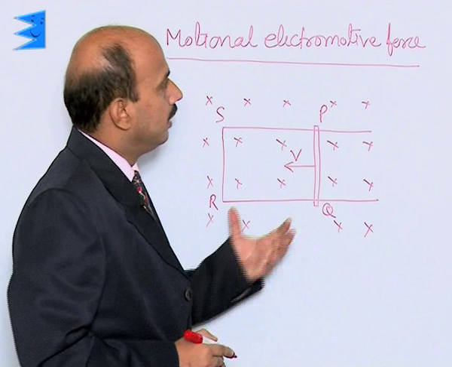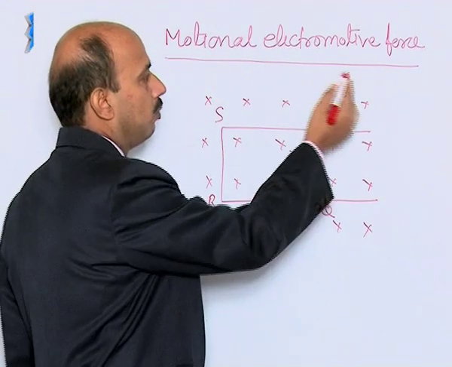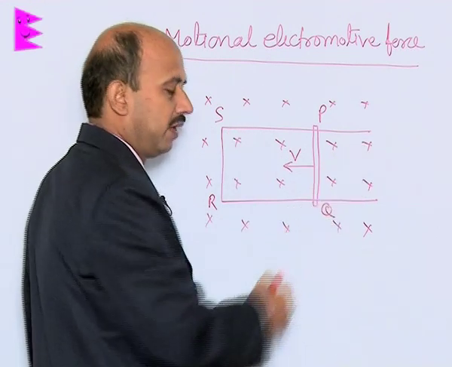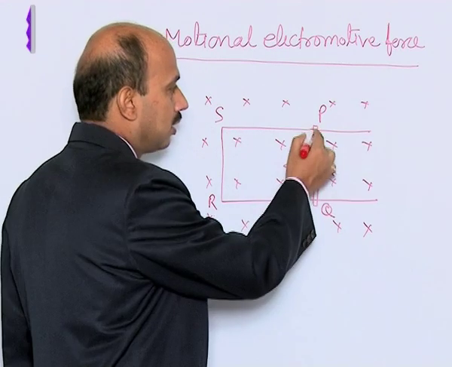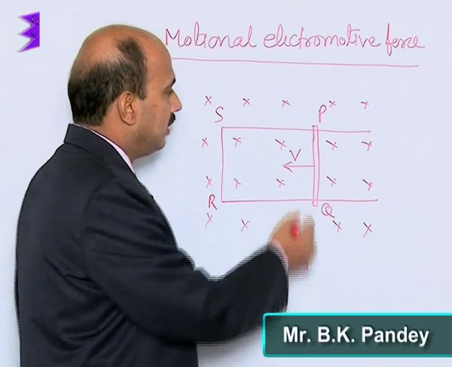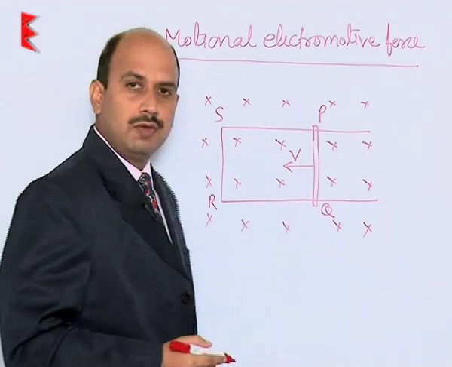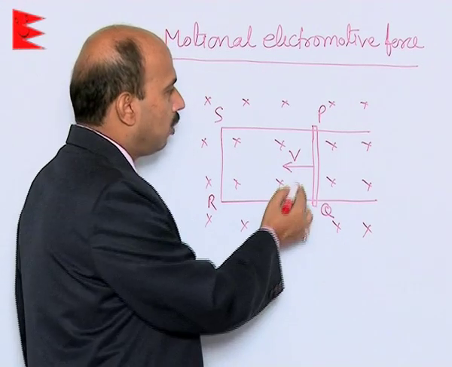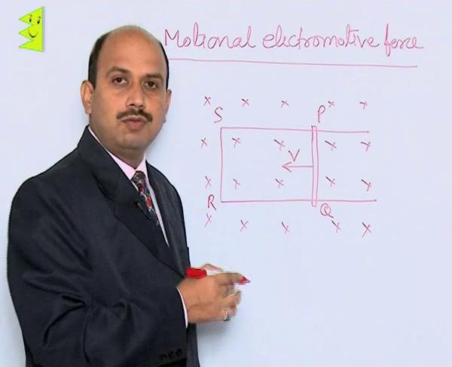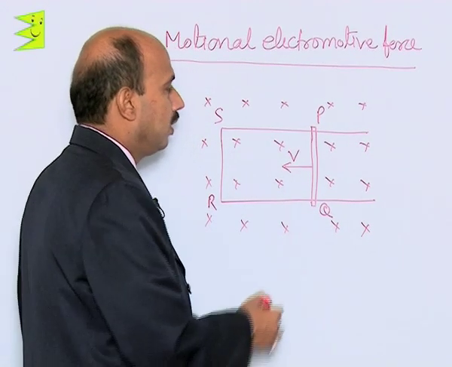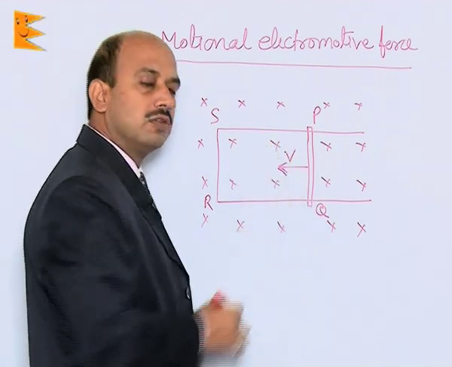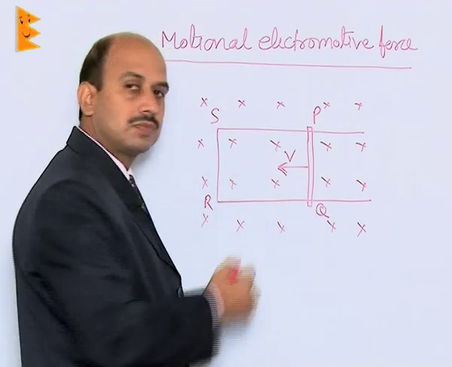Now, see, a motional EMF, that is a motional electromotive force. In this case there is a rectangular frame and a conducting rod PQ is placed here, and that is in the magnetic field. There is a uniform magnetic field. The direction of the magnetic field is into the plane, or inward to the plane, perpendicularly. Now, this rod PQ is moving on this frame with velocity v inward.